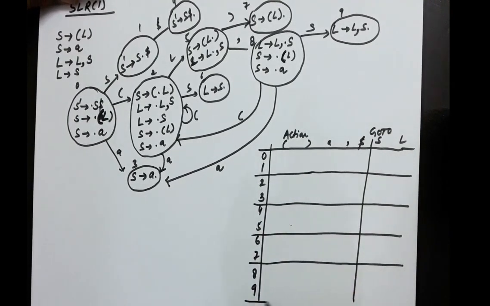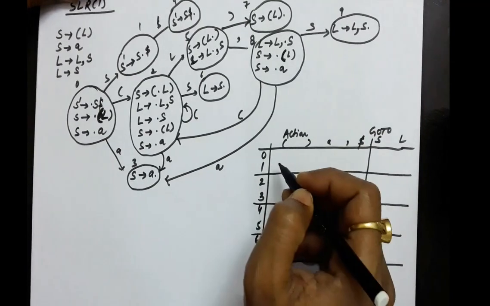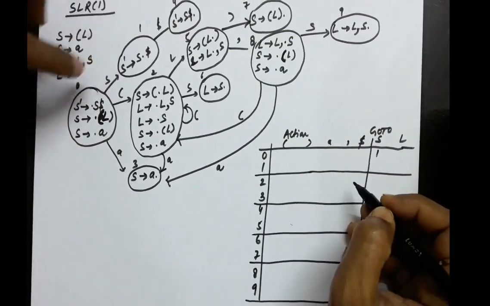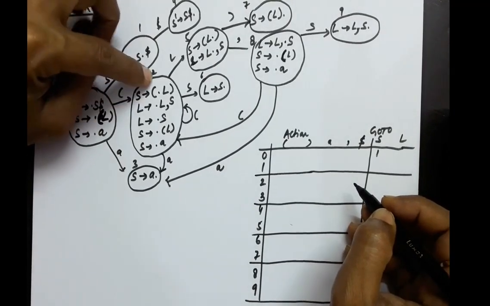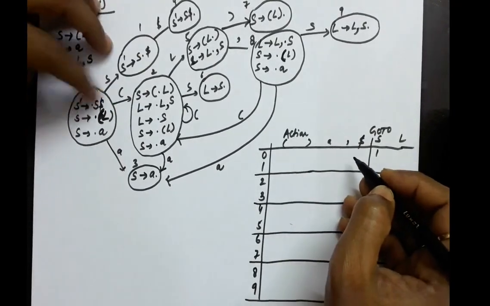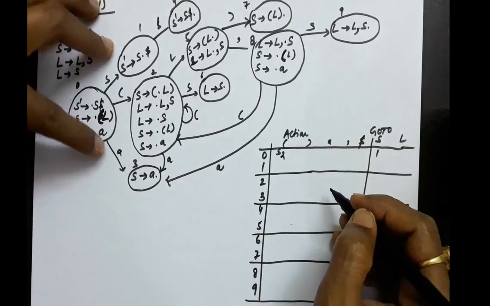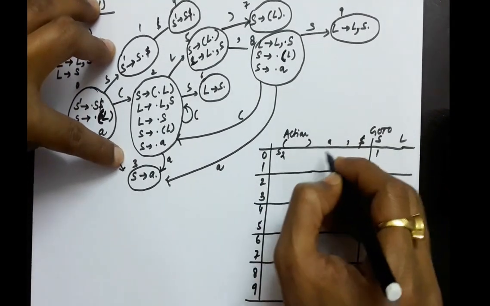Let's make entries in this table. On 0 with capital S, you are going to 1. On 0 with opening parenthesis, you are going to 2, but shift 2. On 0 with small a, you are going to 3.